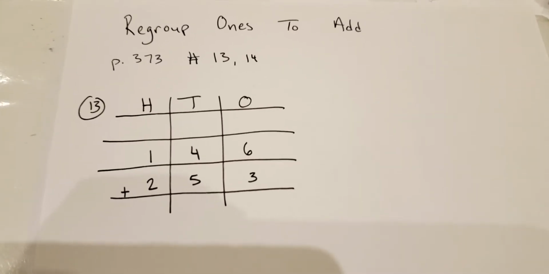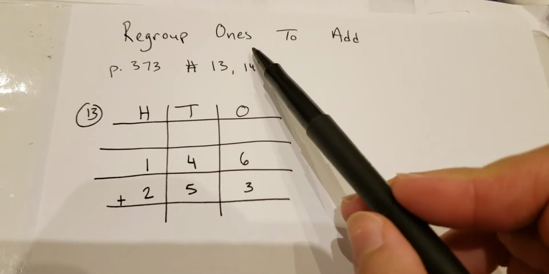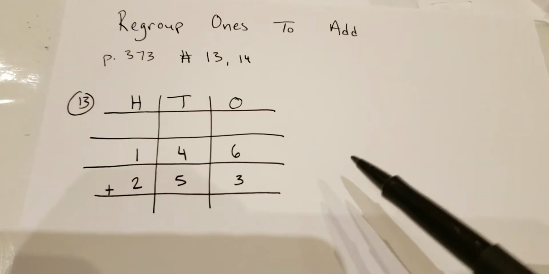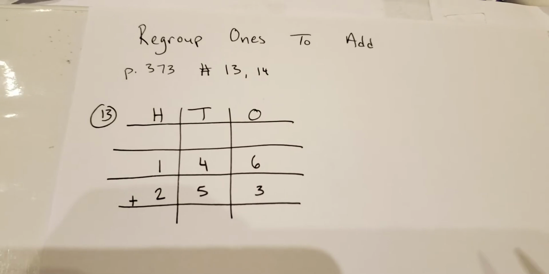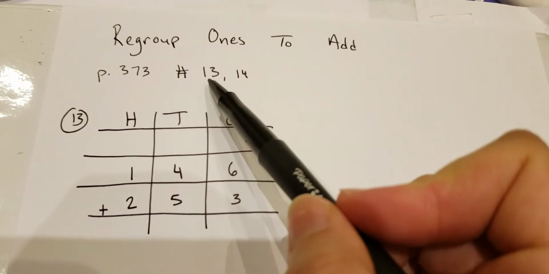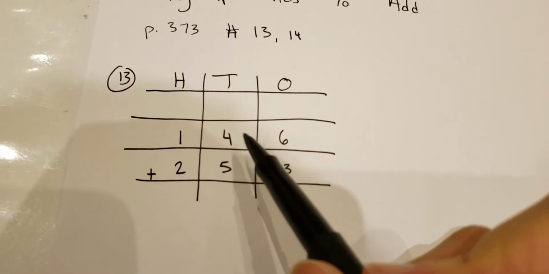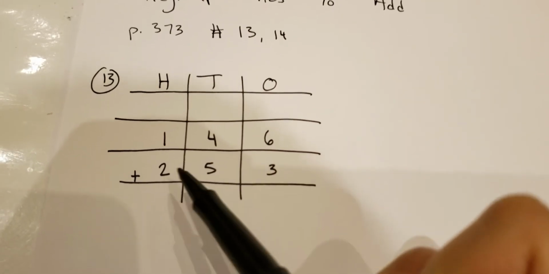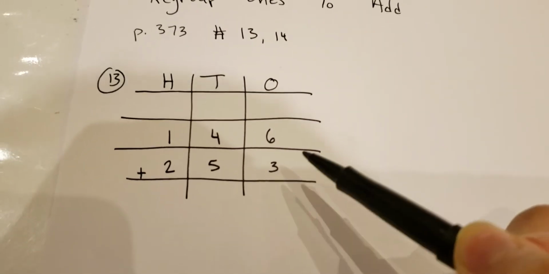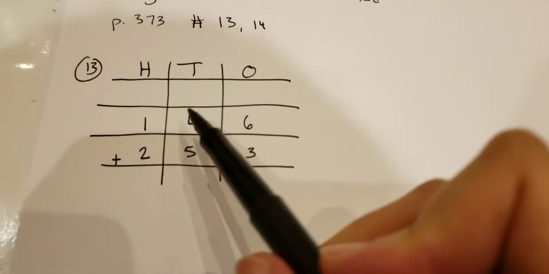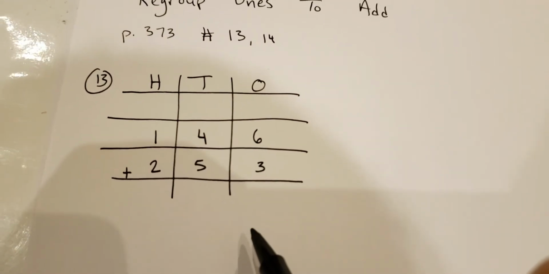This is a video tutorial on how we regroup ones to add. This is from your book on page 373, number 13, and we will also do number 14, okay? So you may notice in your book for number 13 it says 146 plus 253. First thing to notice is that we have 3-digit numbers.